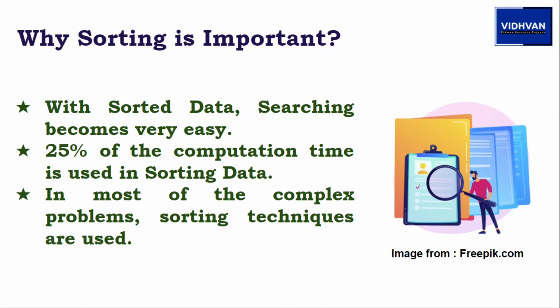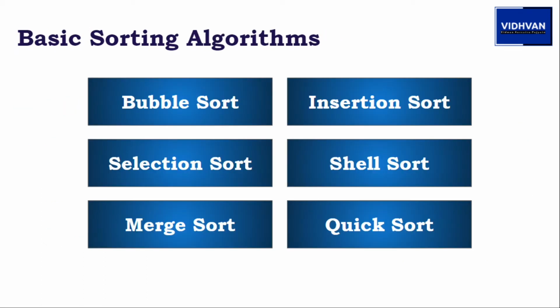Why is sorting important? With sorted data, searching becomes very easy. And according to research, 25% of the computation time is used in sorting data. In most complex problems, sorting techniques are used. This is the significance of sorting. We will be seeing the basic sorting algorithms in the upcoming videos. We will talk about the bubble sort algorithm in this video, and we will also talk about selection sort, insertion sort, shell sort, merge sort, and quick sort in future.